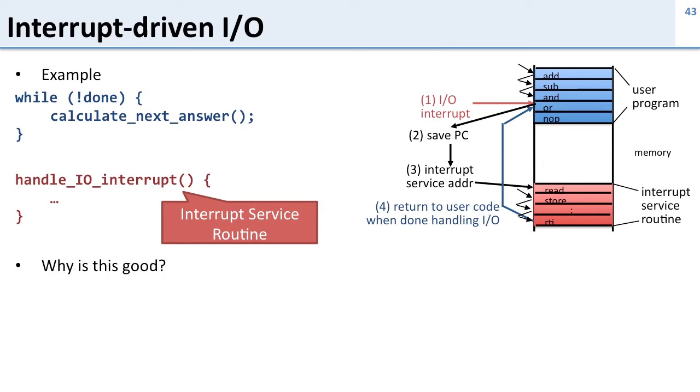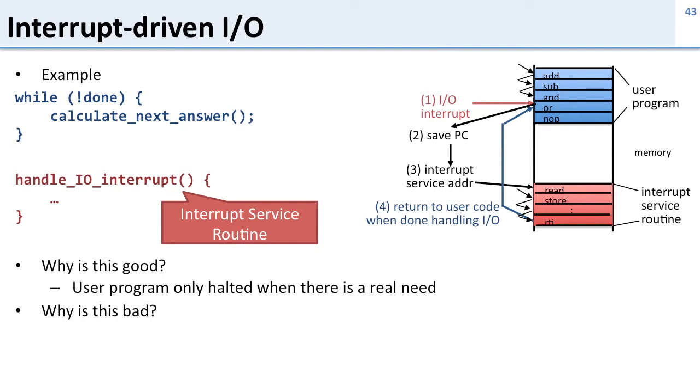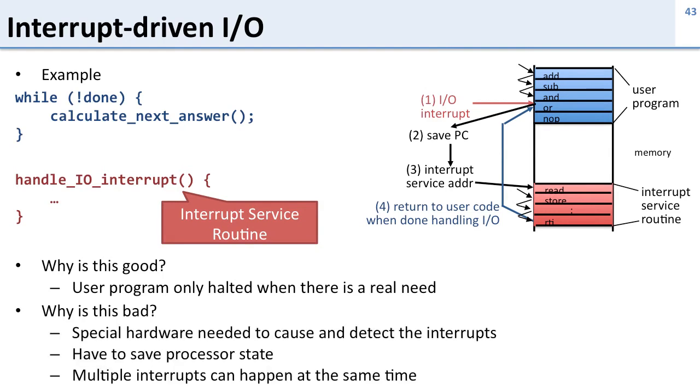So why is this good? Well, the user program is only halted when there's a real need. We don't need to sit there in our user program constantly polling to see if we have any IO. Why is it bad? Well, we need special hardware for these interrupts.